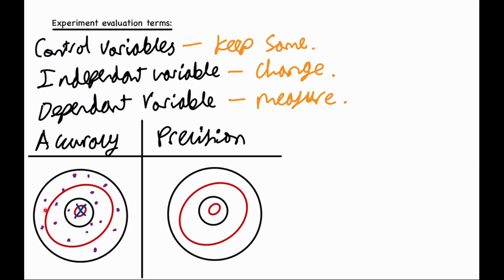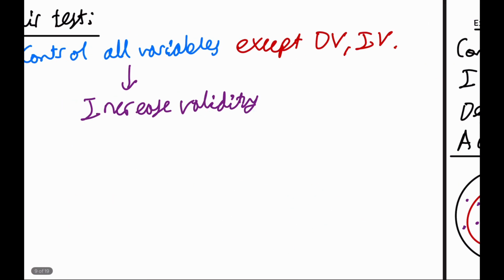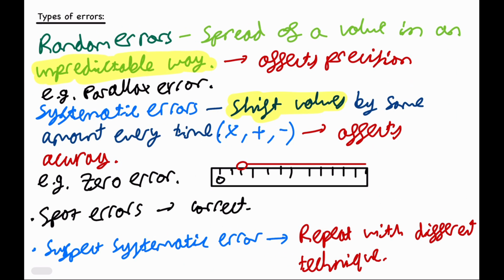So it's not precise because the dots are really far away from each other, or like the readings are very far away from each other. So the uncertainty would be very large in this measurement. So as we said before, systematic errors affect your accuracy and your random errors affect your precision.